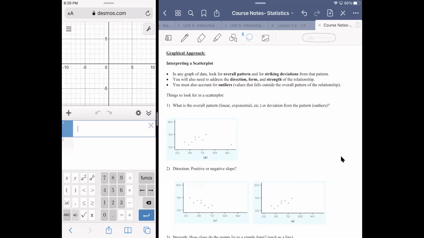You also want to talk about the direction, the form, and the strength. The direction as in it's going up or it's going down. The form as in it's linear or quadratic or cubic or whatever. And the strength: strong, moderate, or perfect, I guess, would be one of them. But you could start getting into weak territory. If you're starting to think, oh, it looks like a weak relationship between two variables, then you probably should be looking for a different relationship.